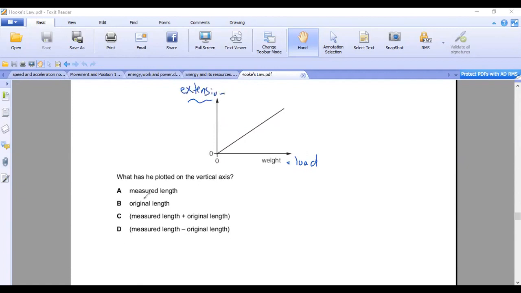Okay, but as you see here, in the answers there is measured length and original length, I don't have extension here. But I know that the extension equals the length minus the original length. So like here, the measured length minus the original. So its answer will be D.